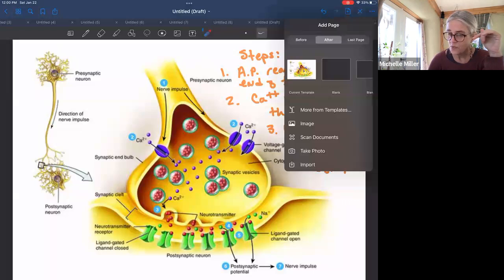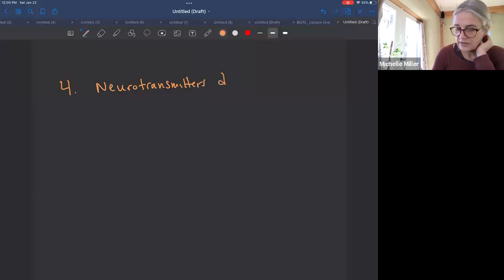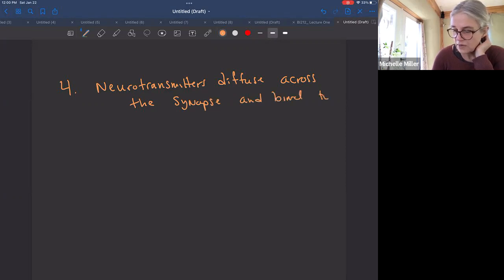Okay, so I'm going to write that as number 4, but I'm going to write it on another page. So number 4 would be the neurotransmitters diffuse across the synapse and bind to the receptors on the postsynaptic neuron.